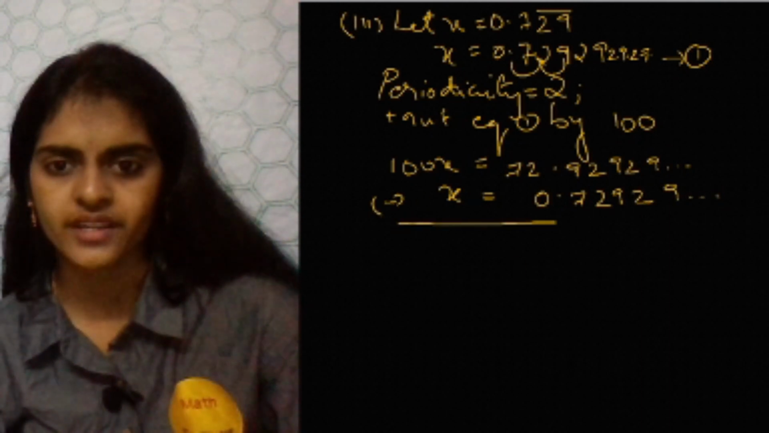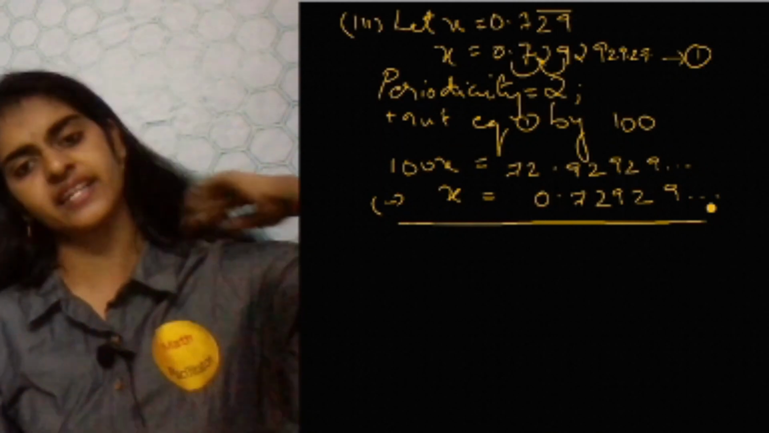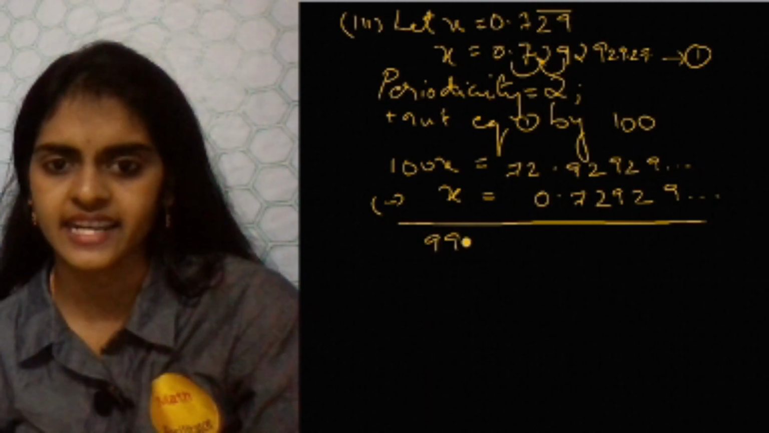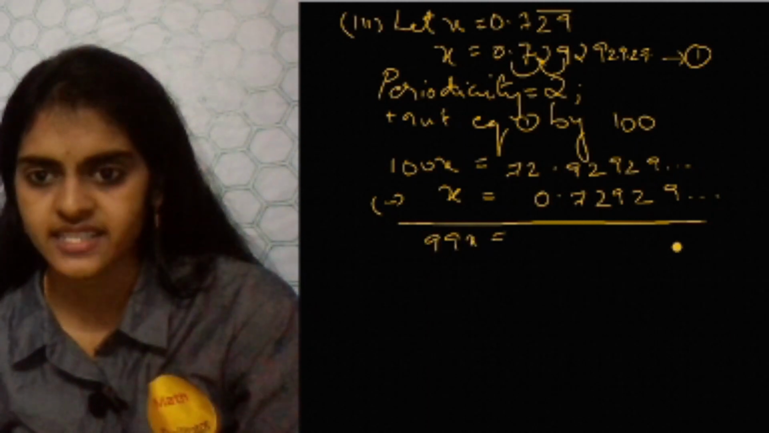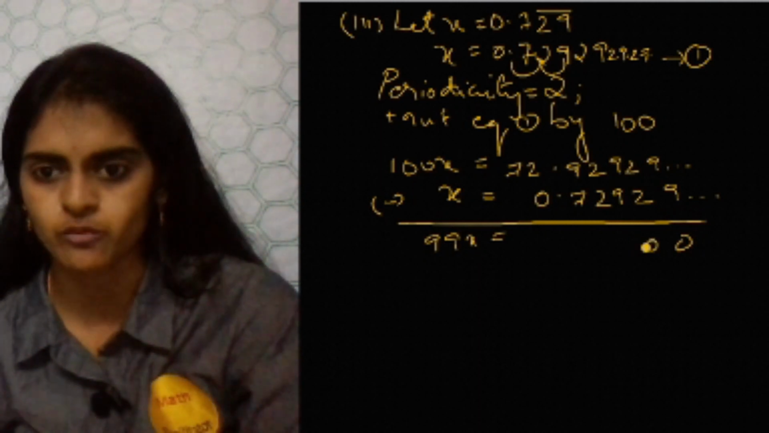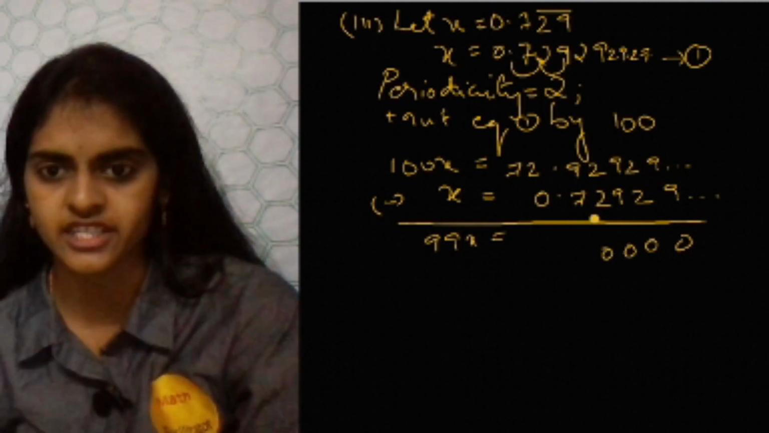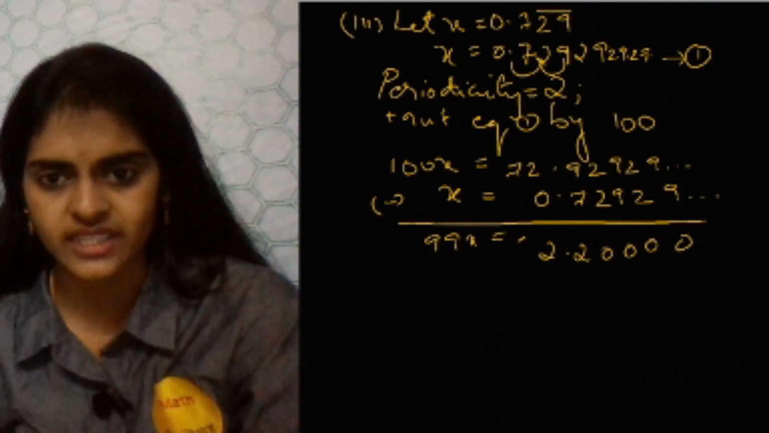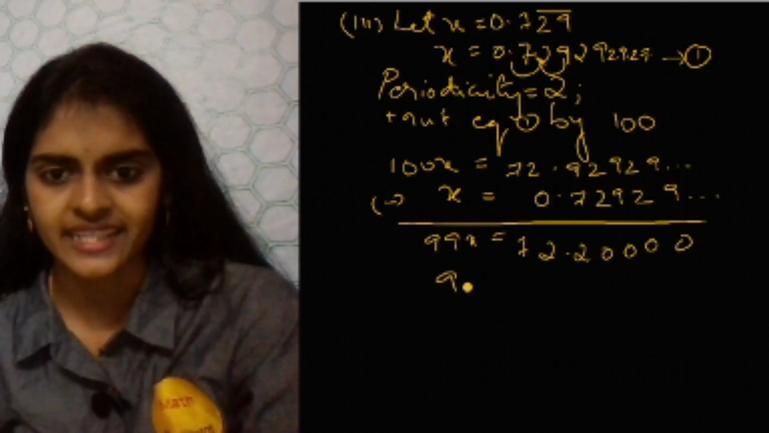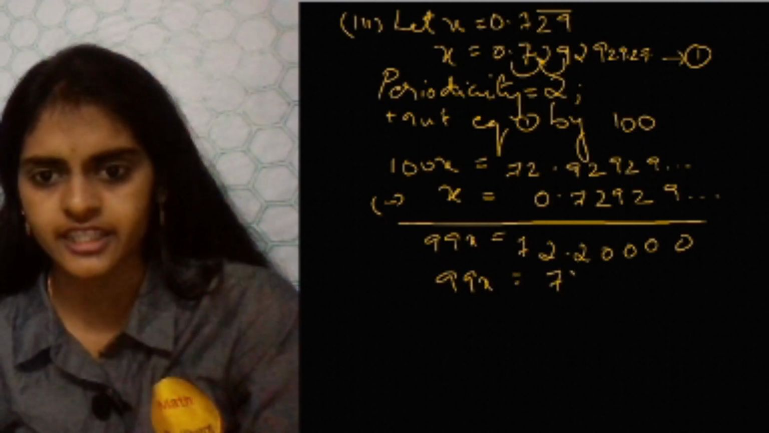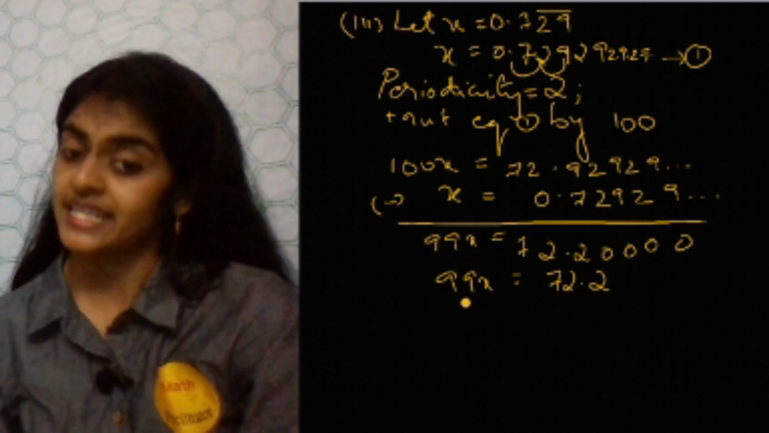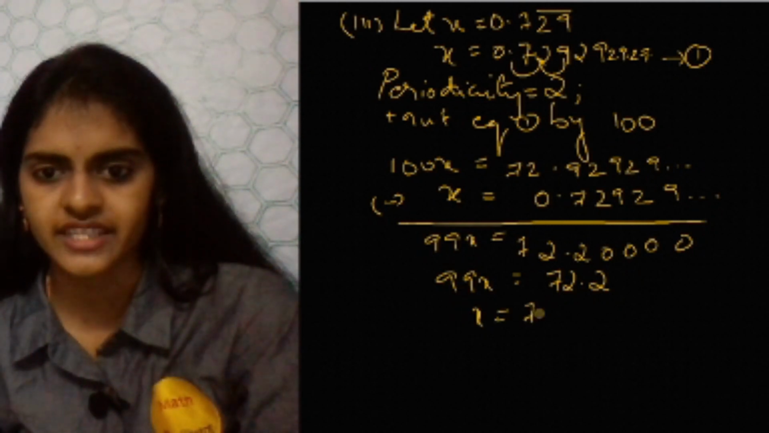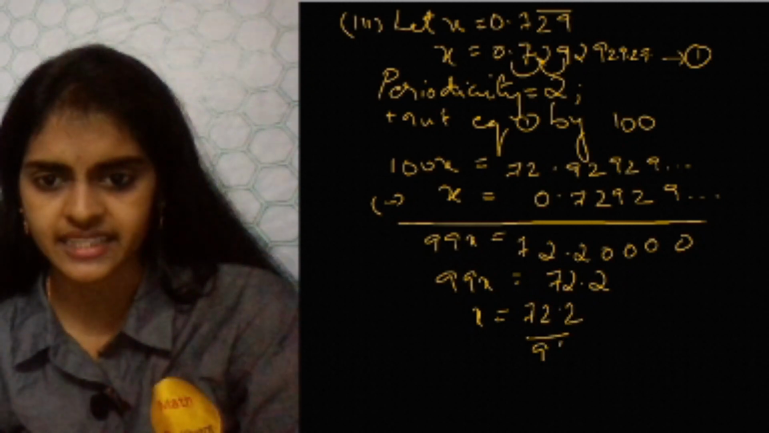So if you subtract, what happens? Just see, 100x minus x gives you 99x. So this is 99x is equal to, you start subtracting from here. So 9 minus 9 is 0, 2 minus 2 is 0, 9 minus 9 is 0, 2 minus 2 is 0, 9 minus 7 is 2, and 2 minus 0 is 2. This is 7. So 99x is equal to 72.2. Now see, there is another twist here. So x is 72.2 divided by 99.